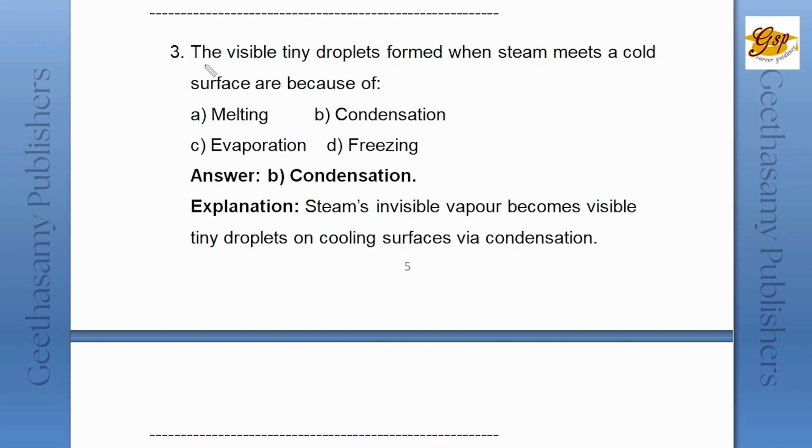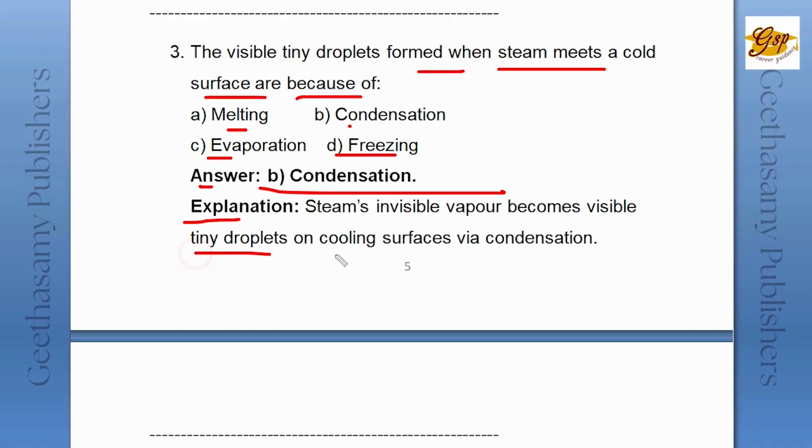Fine. Third question. The visible tiny droplets formed when steam meets a cold surface are because of: melting, condensation, evaporation or freezing. Answer is condensation. Explanation: the steam's invisible vapor becomes visible tiny droplets on a cooling surface via condensation. Fine.